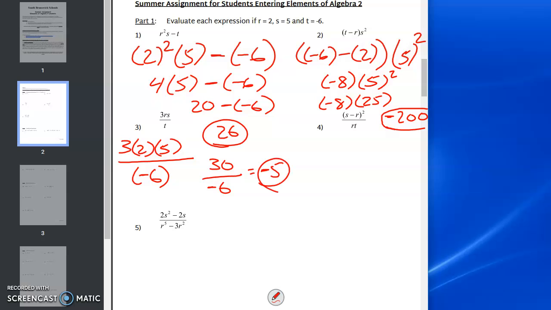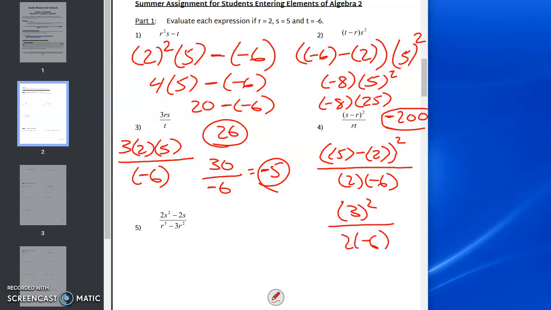And then the fourth one, we're going to plug my s in, which is 5. My r in, which is 2, and if you notice, I always do it in parentheses, over r times t. 2 times negative 6. 5 minus 2 is 3. Parentheses first. Now we go to my exponent. 9 over 2 times negative 6. Then it becomes 9 over negative 12.